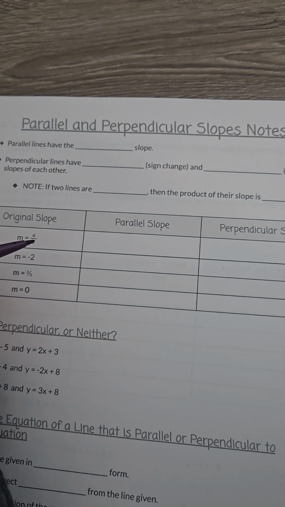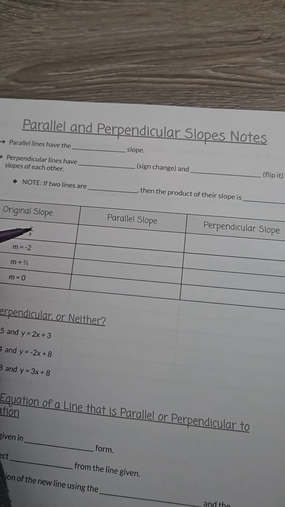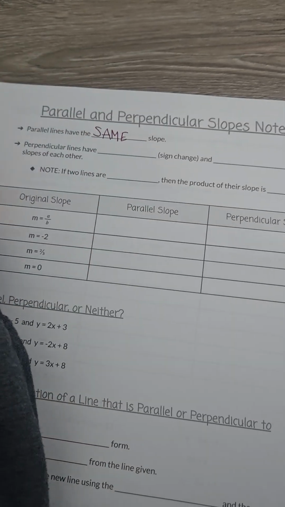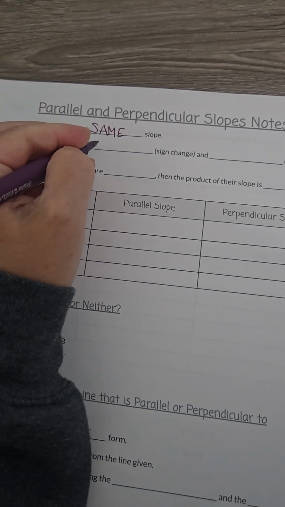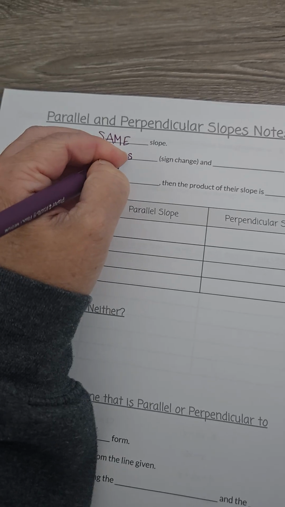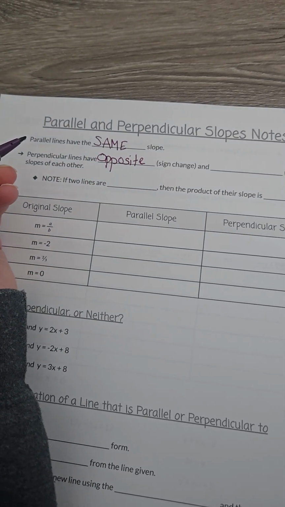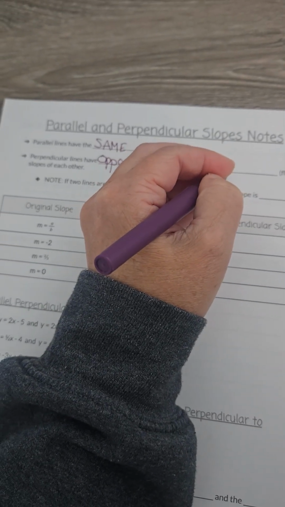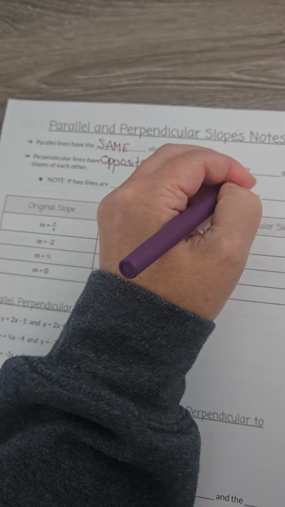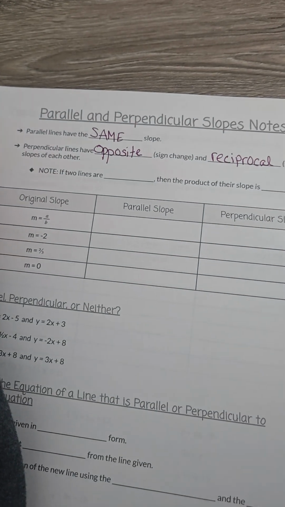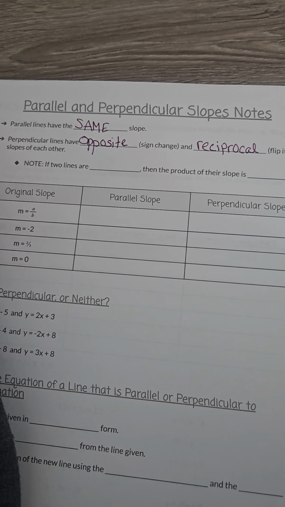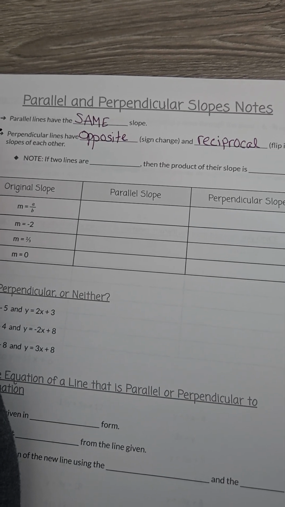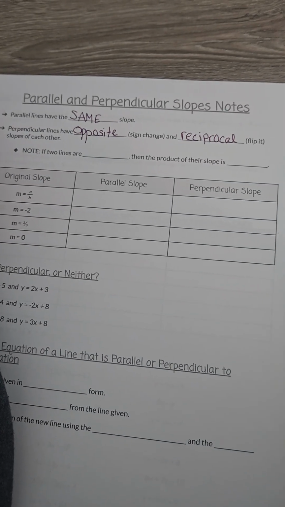Okay, today you're going to do parallel and perpendicular slopes. So parallel lines have the same slope, and perpendicular lines have opposite, which means that their sign switches, and reciprocal, which means they flip it. Okay, so if your slope was 3, it would be 1 over 3 and then make it negative. So that's an example of that.